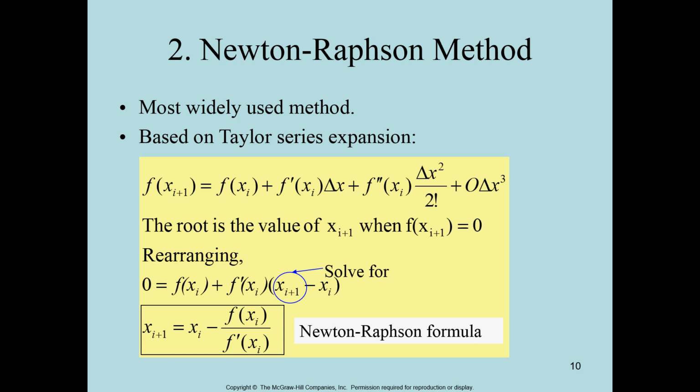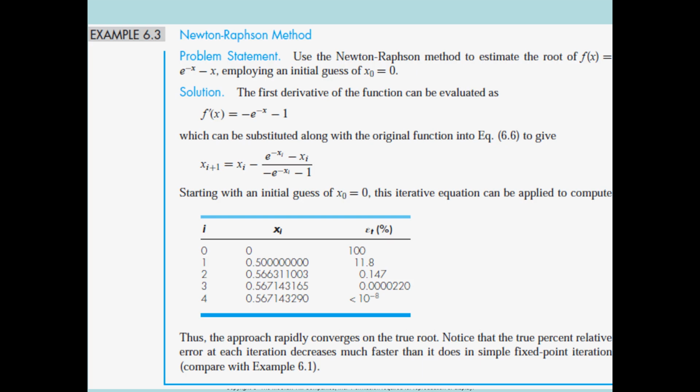Anyways, we can use this expansion and this formula over here in order to find out the next value, where this is the first derivative, this is the function itself, and this is the next value of x. So we put some trial value of x and we find x i plus 1, and then we keep on doing this procedure until we have the minimum approximate error or true error. So let's solve the same example that we have by using the Newton Raphson method.